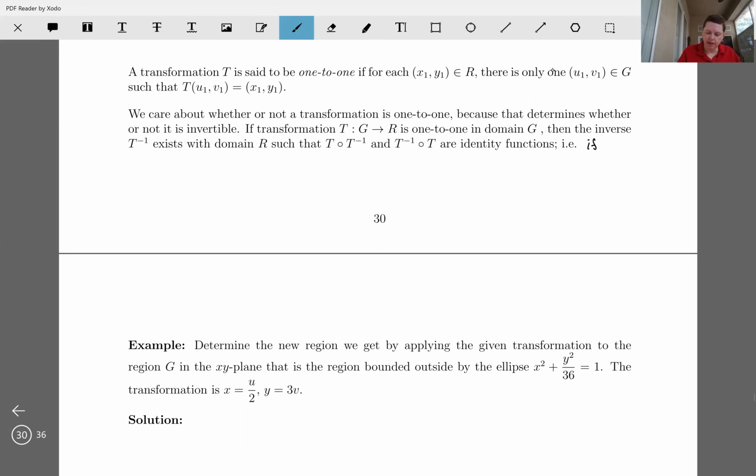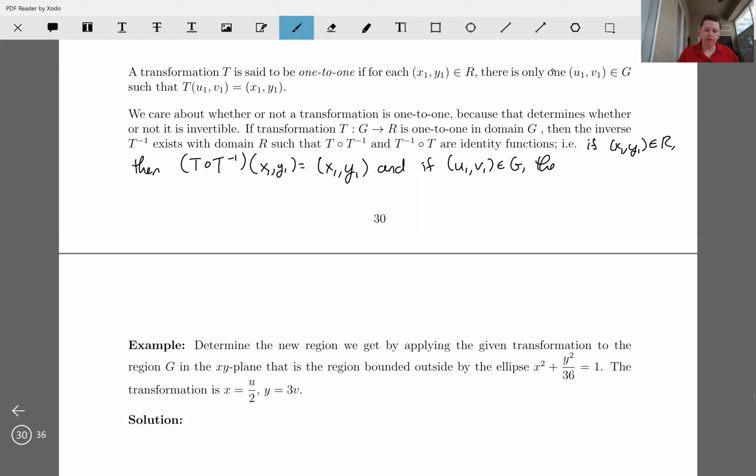If I take some point, let's keep it simple, but we can do it either way. If (x sub 1, y sub 1) is in R, then the composition of T with T inverse of that point gives us that point back. And if we have a point (u sub 1, v sub 1) that's in G, then the composition of T inverse with T evaluated at that point gives us that exact point back. That's what it means to be an identity function.